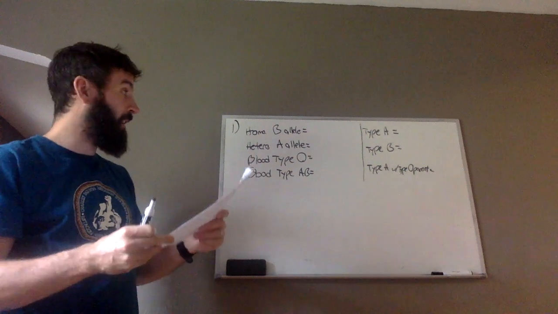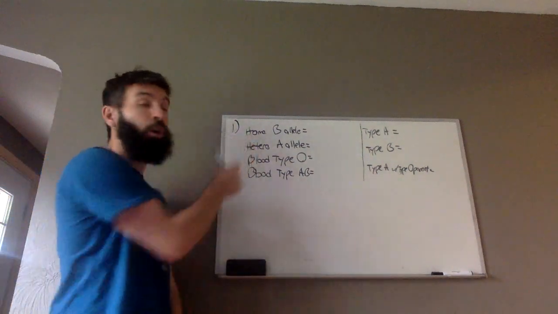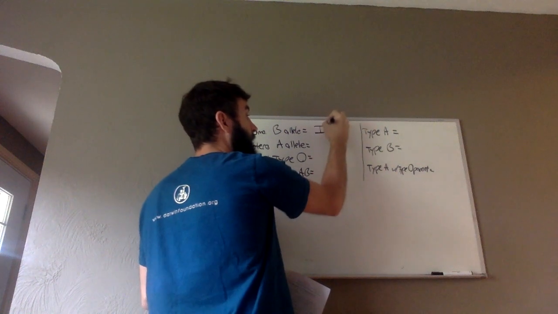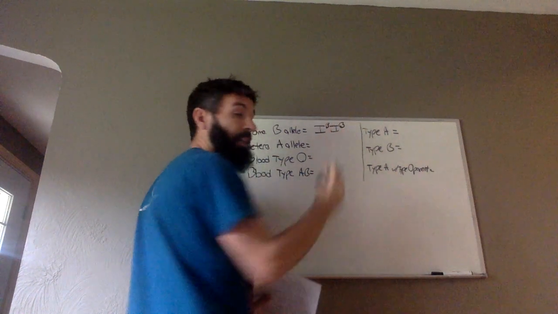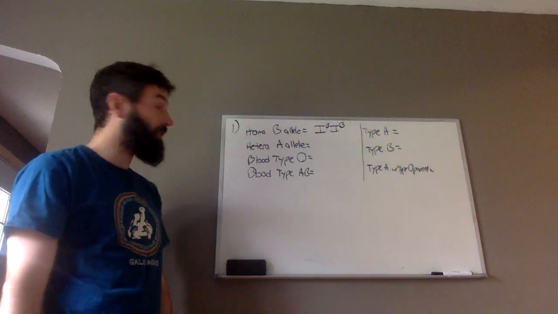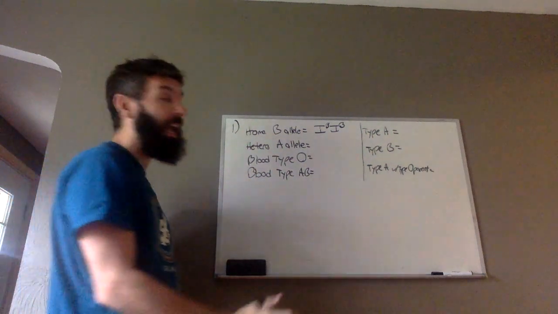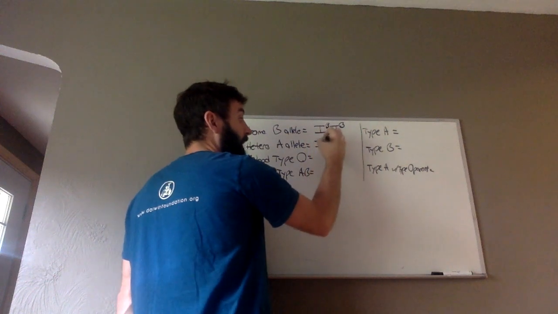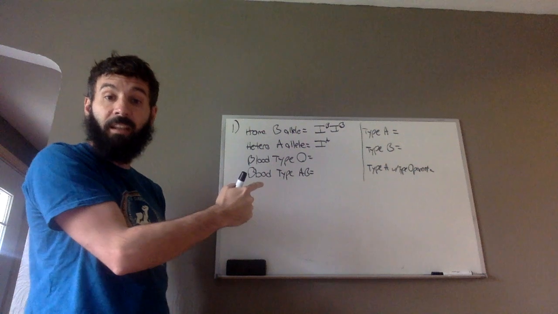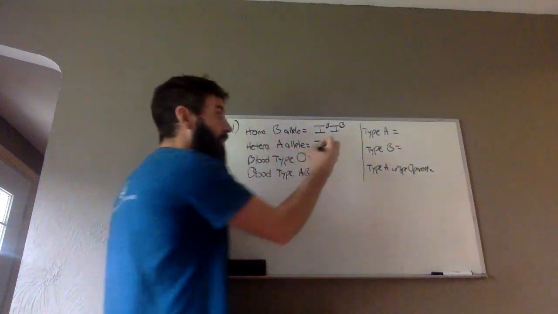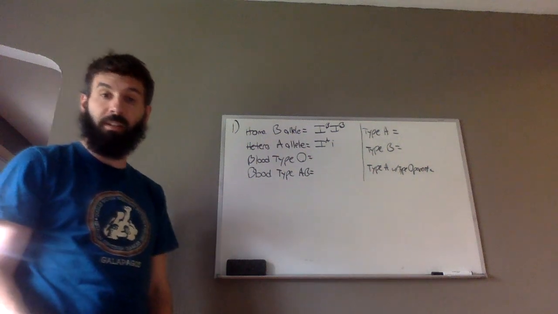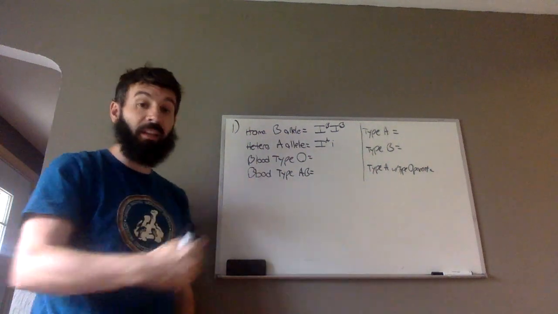The first one says, what is the genotype of somebody that's homozygous with a B allele? Homozygous means two of the same, and the B allele is IB. So this person would be IB, IB. The second one says heterozygous for the A allele. Heterozygous means two different alleles. So in this case, we have the IA allele, but because they're heterozygous, they also have a lowercase i, which is the recessive allele.